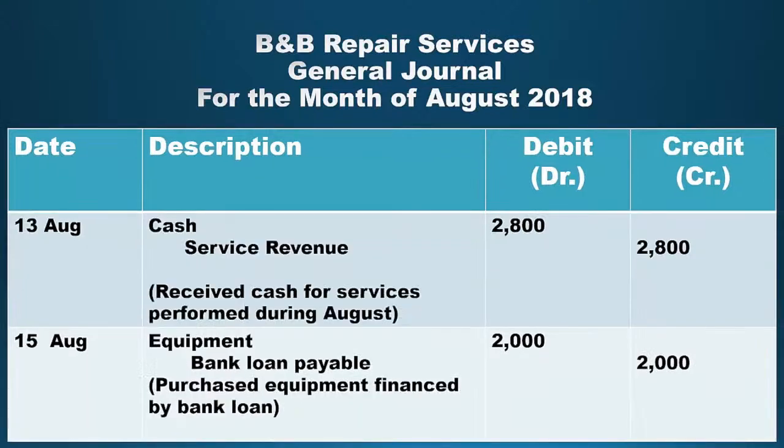August 13th, receiving cash for services performed. Step 1. What happened? The company received $2,800 in cash for services they performed during August.